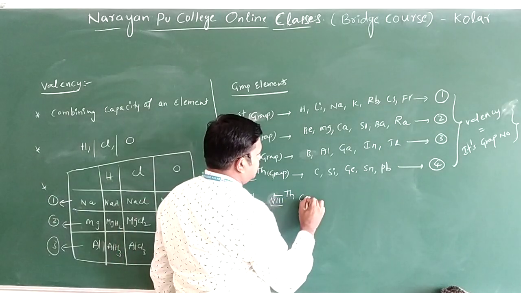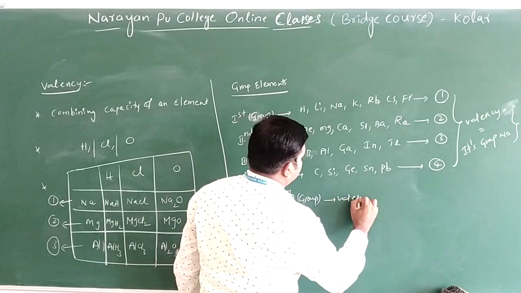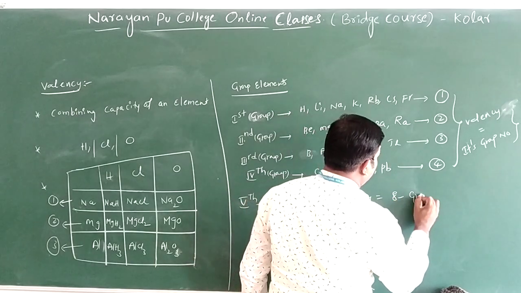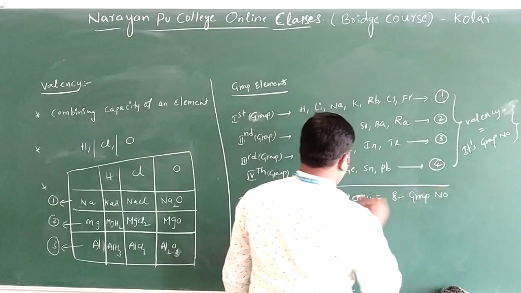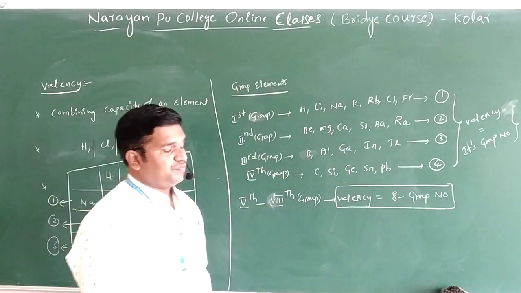From 5th to 8th group I will write valency is equal to 8 minus group number. Valency is equal to what? 8 minus group number, particularly for which elements? 5th group to 8th group elements.